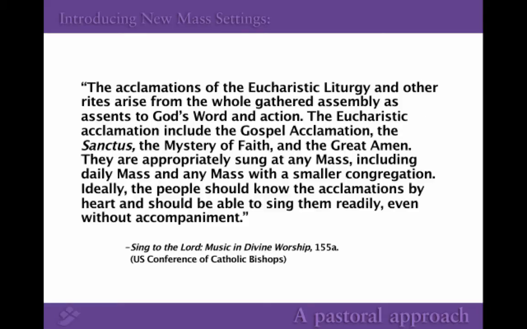This is from Sing to the Lord: Music in Divine Worship, a commentary on liturgy by the United States Catholic bishops. The acclamations of the Eucharistic liturgy and other rites arise from the whole gathered assembly as assent to God's word in action. The Eucharistic acclamations include the Gospel acclamation, the Sanctus, the Holy, Holy, the Mystery of Faith, and the Great Amen. They are appropriately sung at any Mass, including daily Mass, and any Mass with a smaller congregation. Ideally, the people should know the acclamations by heart and should be able to sing them readily, even without accompaniment.